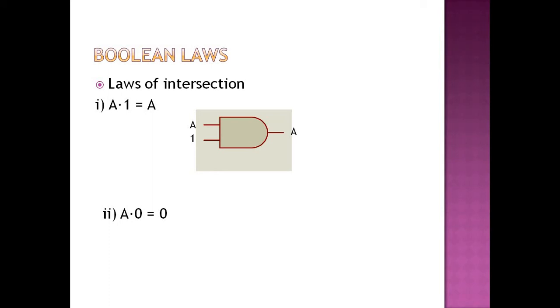Second, A dot 0 is equal to 0. If one input of the AND gate is 0, then we do not worry about the second input, and we directly say that the output of the AND gate is 0.